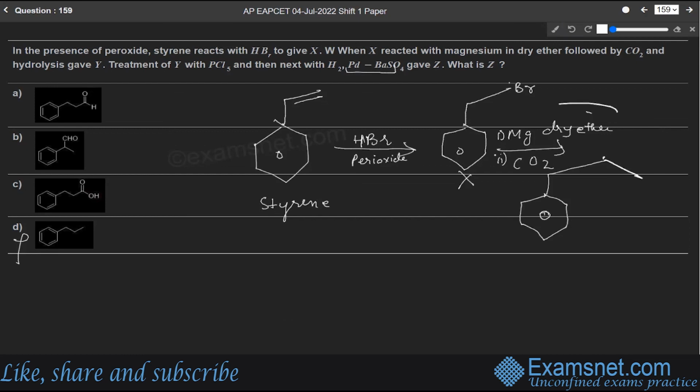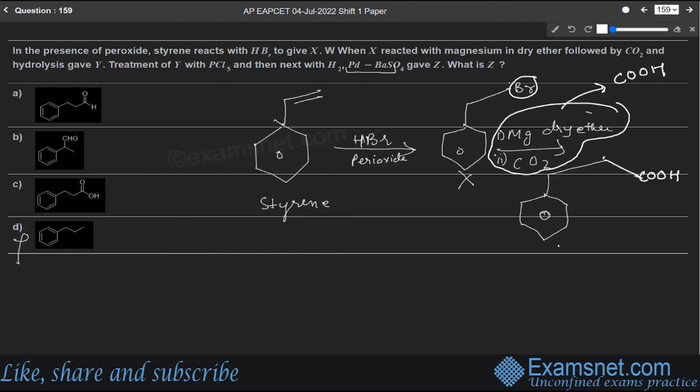Whenever this reagent comes, just mind my words, when there is a halogen to it, you can directly write that carboxylic acid. You can increase one carbon chain and directly write carboxylic acid. So that's what you are getting as the answer right now.